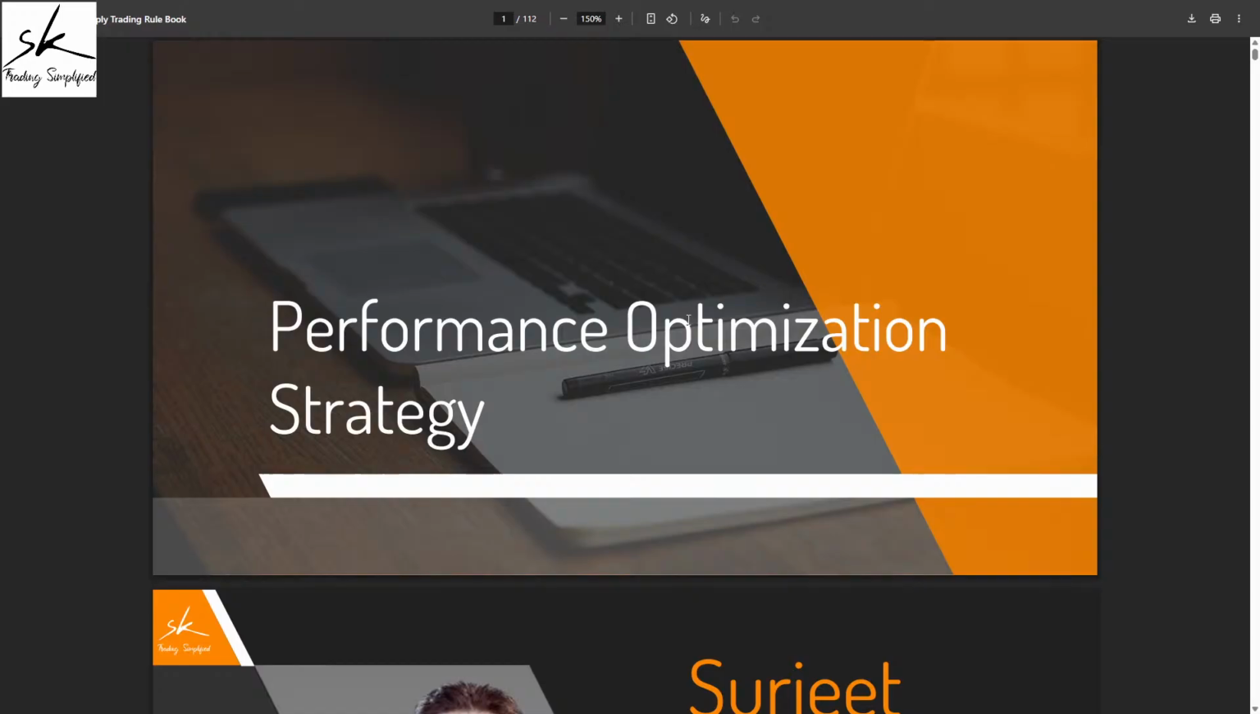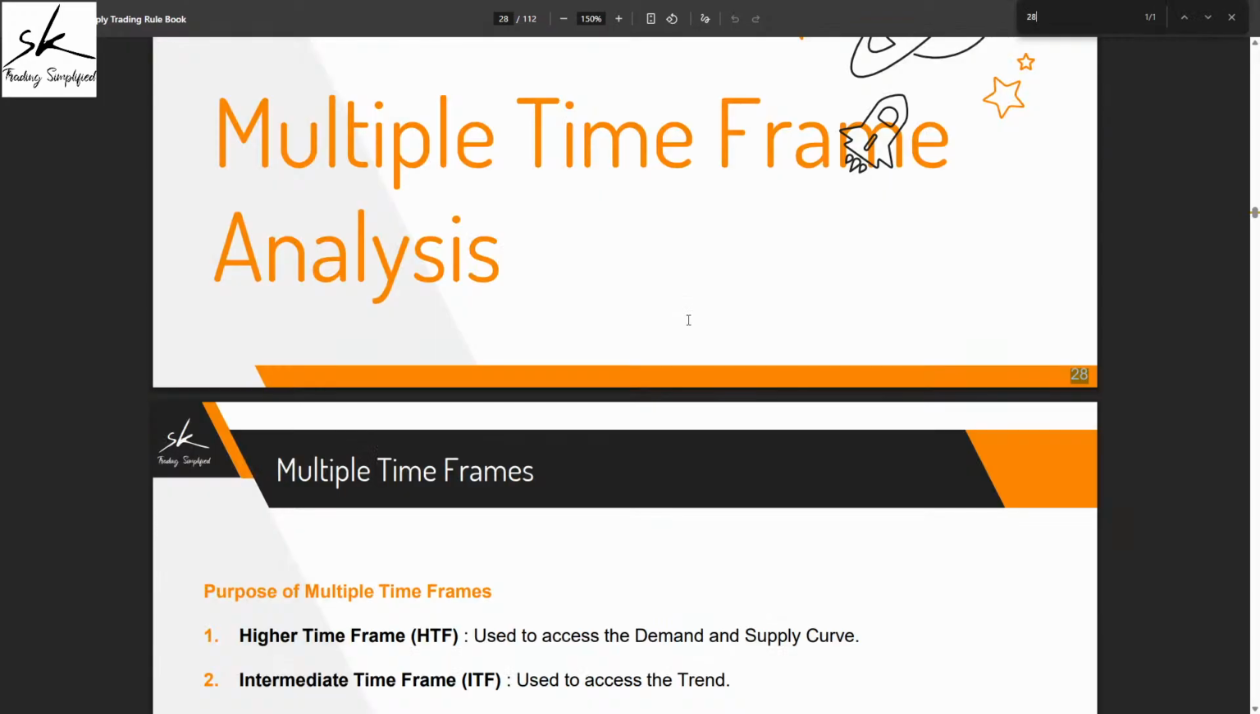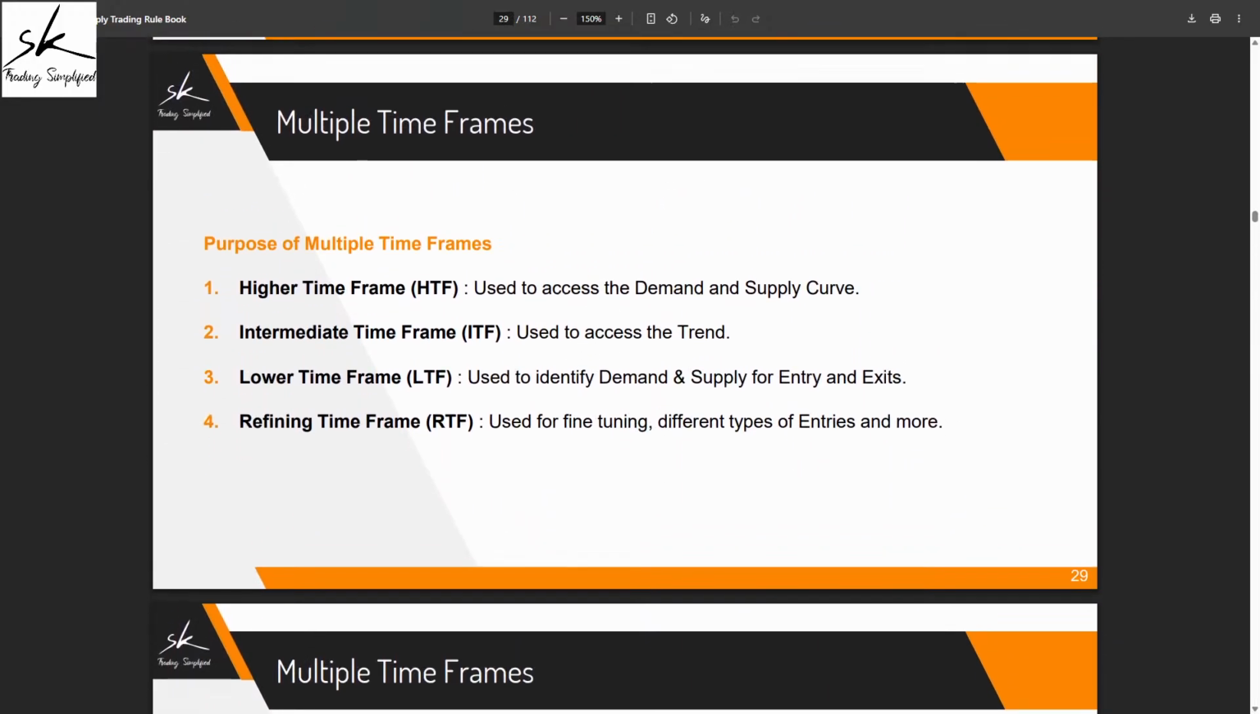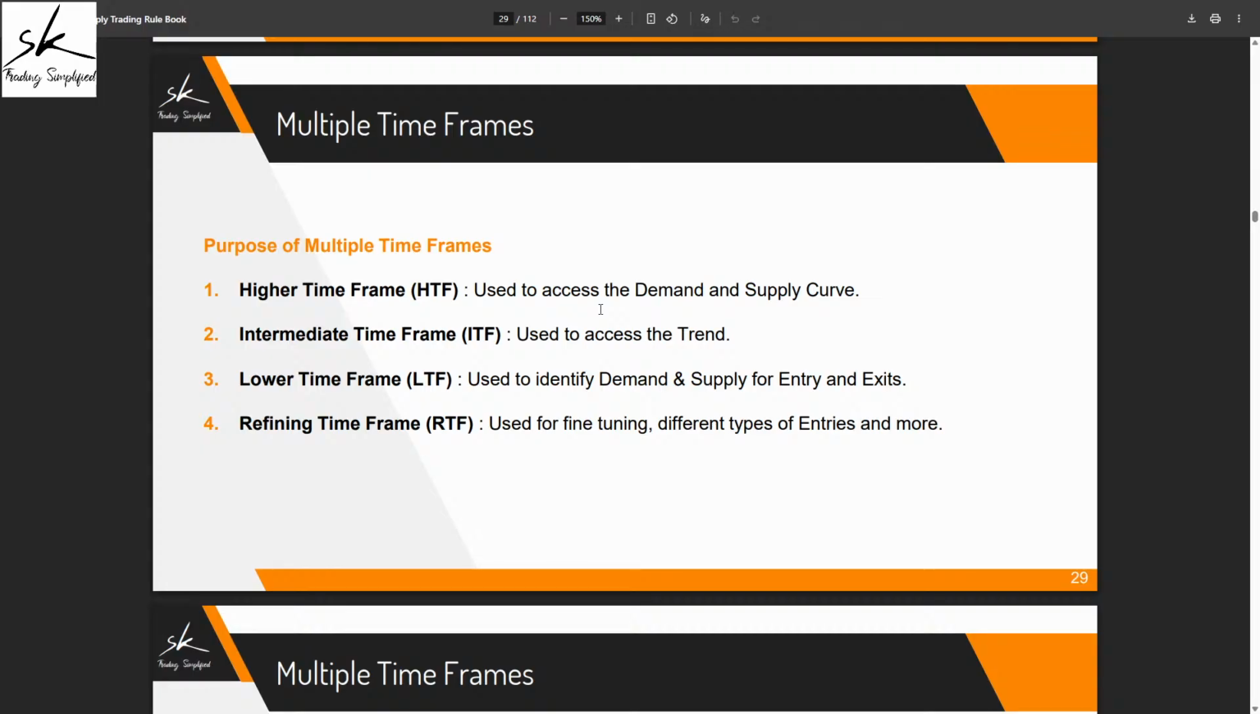So if I go to page number 28 in the rule book, where we start with the topic that is multiple time frame analysis, we get to know that in demand supply trading methodology, we do not plan trades based on a single time frame. We plan trades based on multiple time frames, and we use a minimum of 4 different time frames, and we call them the higher time frame HTF, intermediate time frame ITF, lower time frame LTF, and the refining time frame RTF. Higher time frame is used for demand supply curve analysis, intermediate is used for trend analysis.